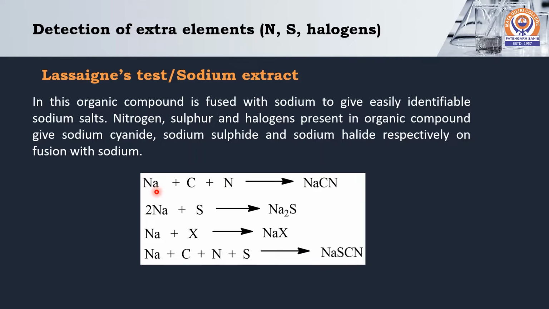We will fuse the organic compound with sodium metal and prepare the sodium salts of nitrogen, sulphur and halogen. If nitrogen is present, then it will form sodium cyanide. If the compound has sulfur, then it will form sodium sulfide. If it contains halogens, then sodium halides. And if it contains nitrogen and sulfur both, then thiocyanates will be synthesized.